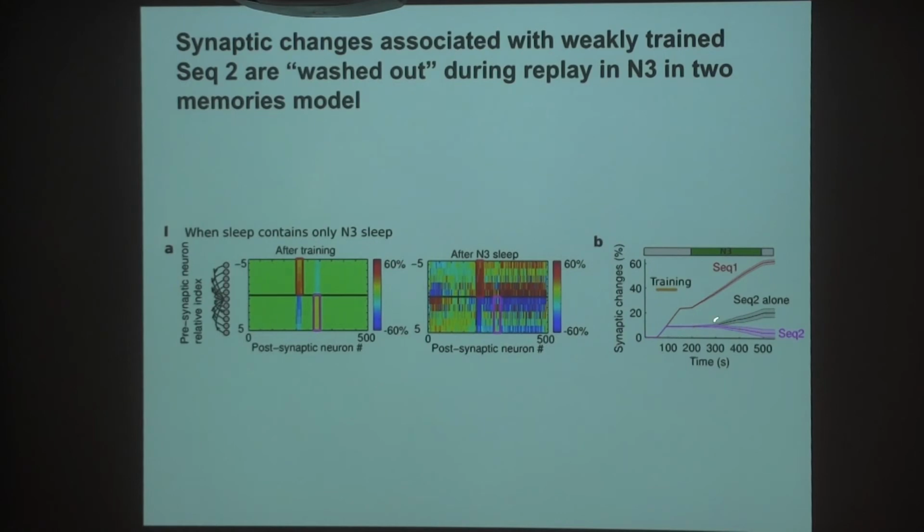Gray shows what happens if we have sequence 2 alone, so no sequence 1, and in this case, sequence 2 would be increasing. So it suggests that alone, weak sequence 2 will survive. But if we have a strong memory trained not so far in neural state population from sequence 2, it will interfere and potentially lead to extinction of that memory.